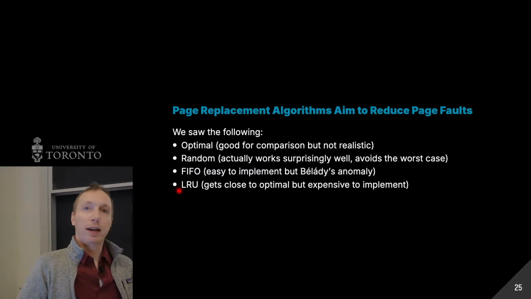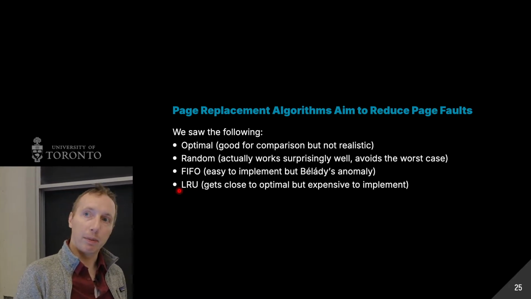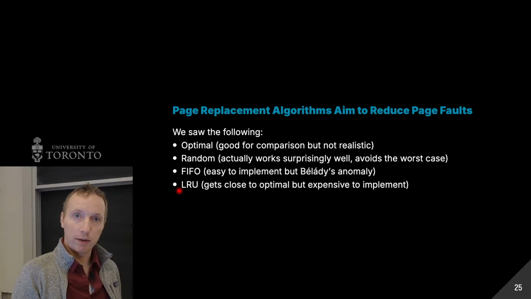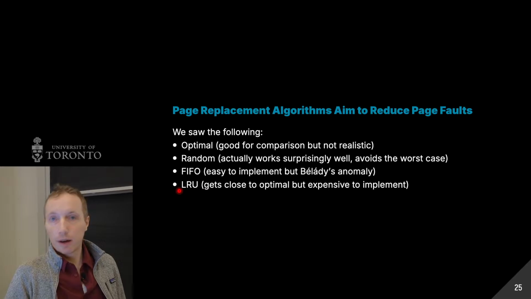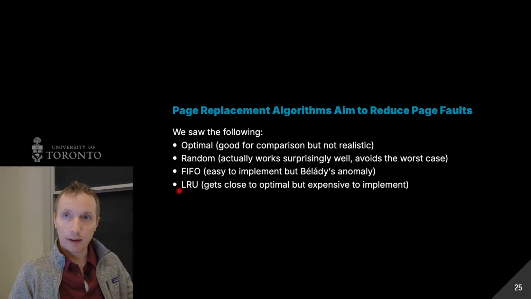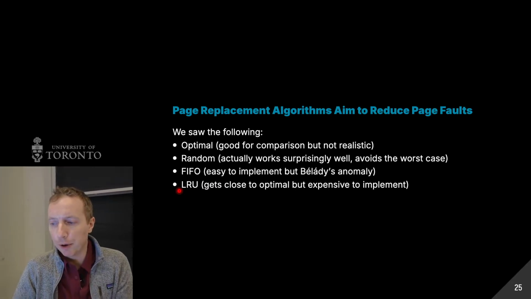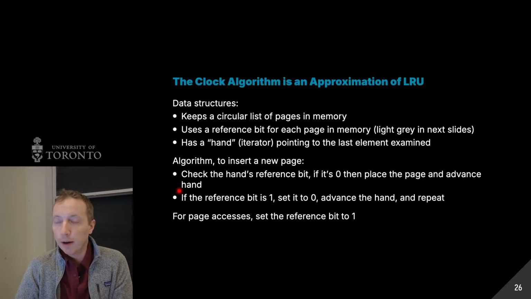We also said, hey, LRU would be a good thing to implement. That is looking at the past, replacing the block that hasn't been used in the longest time. It gets close to optimal, but it's expensive to implement because it has to scan every single block or do a whole bunch of operations during accesses, which is what we want to avoid. So we did the clock algorithm, which was basically an approximation of LRU.